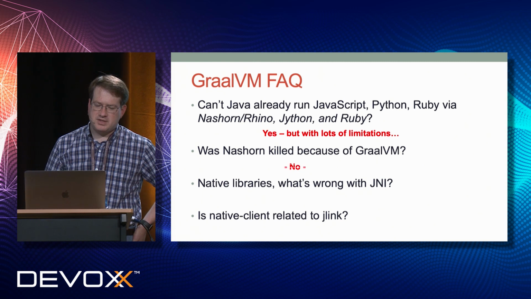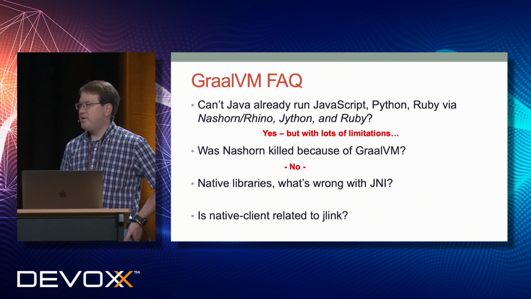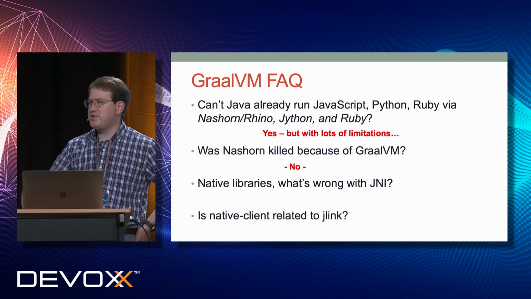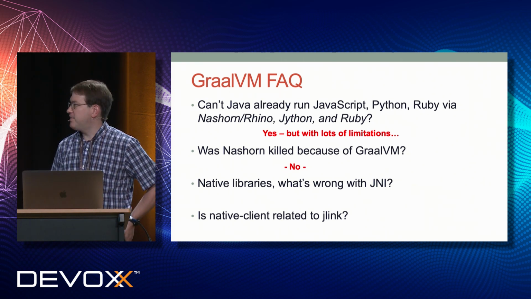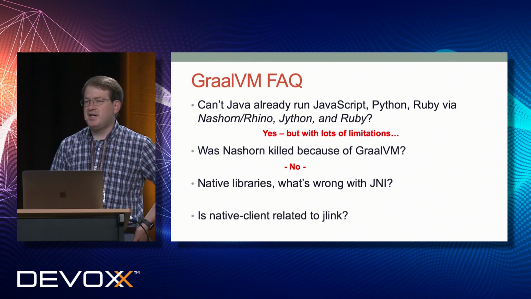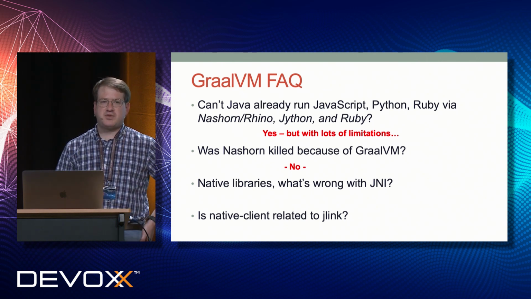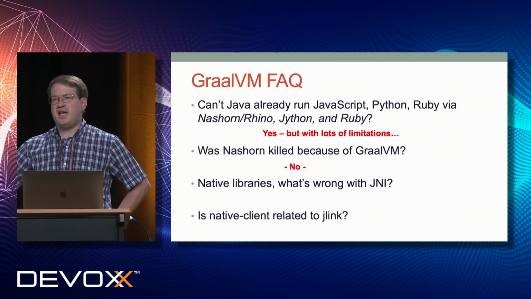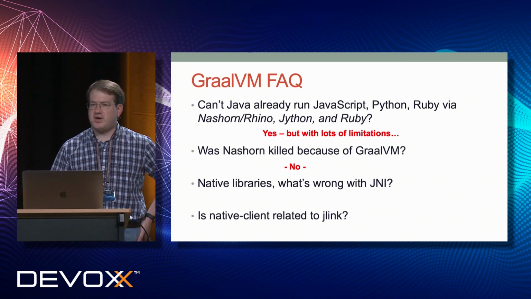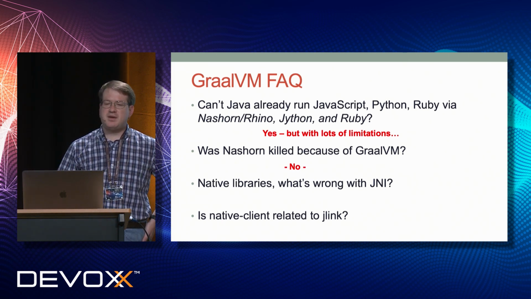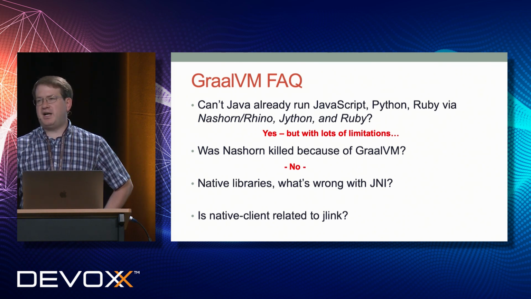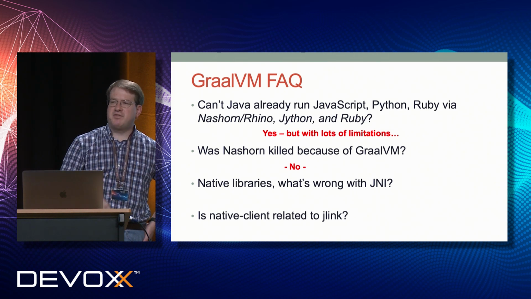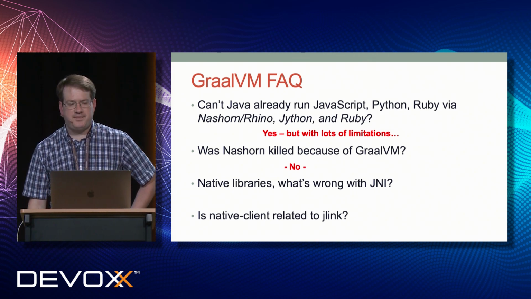Was Nashorn killed because of GraalVM? The answer is no. I have run into different people who thought there was a plot by Oracle to kill Nashorn and release GraalVM. That's not the case, as far as I can tell. There are actual architectural limitations with Nashorn, which have become more pronounced now that JavaScript continues to add features every year, right? So it's gotten much harder for them to keep up. GraalVM takes a completely different approach because it basically compiles down to native code, down to bitcode. It doesn't try to transform JavaScript into Java bytecode with all the limitations that implies.